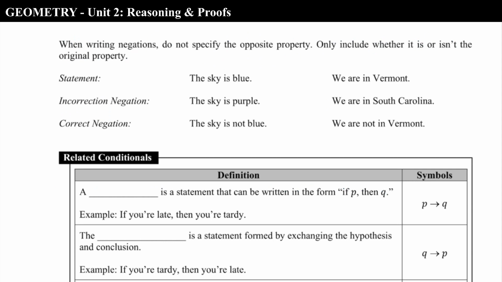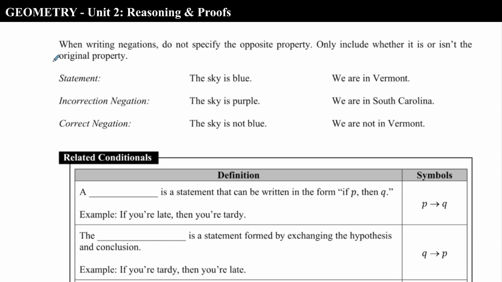When writing negations, do not specify the opposite property. Only include whether it is or isn't the original property. So for example, the sky is blue. Don't say that the negation is the sky is purple. Just say the sky is not blue. Another example is we are in Vermont. The negation of that is not we are in South Carolina. It's not a correction. It is just saying that we are not in Vermont. Okay?